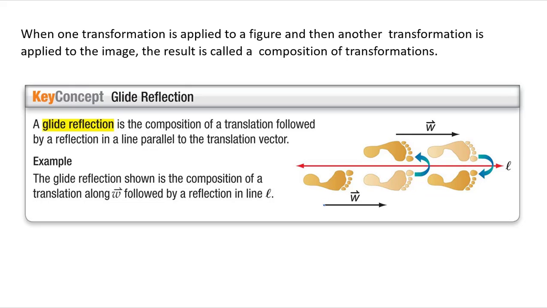So first we're going to be shifting something a certain distance and then we're going to be flipping it over a line like the X or Y axis. And then we're going to be shifting it, flipping it across a line. That's really what we're going to be focusing on here.